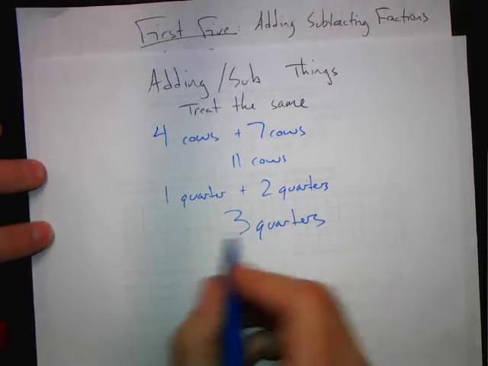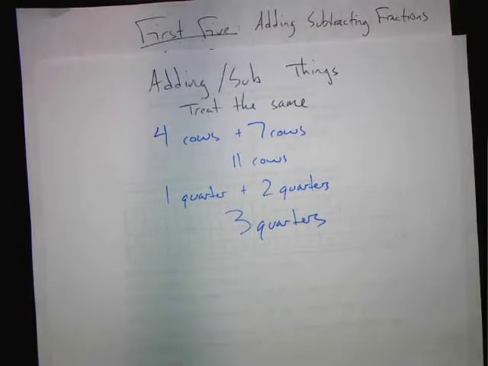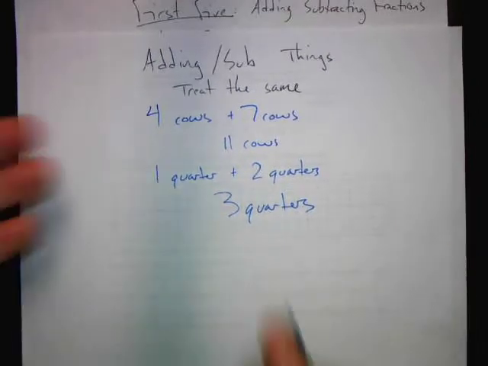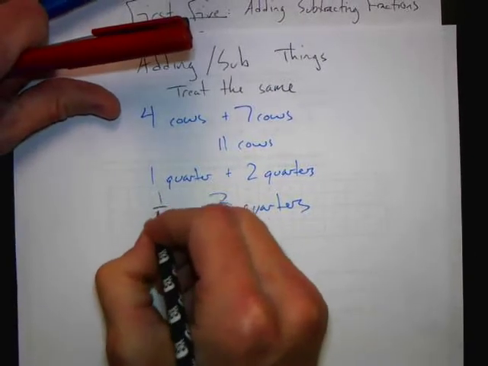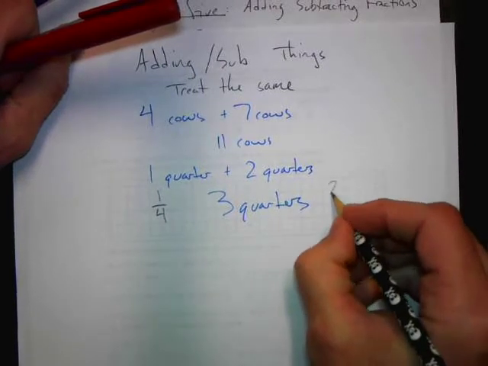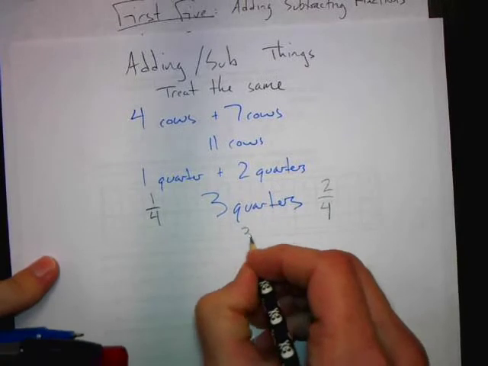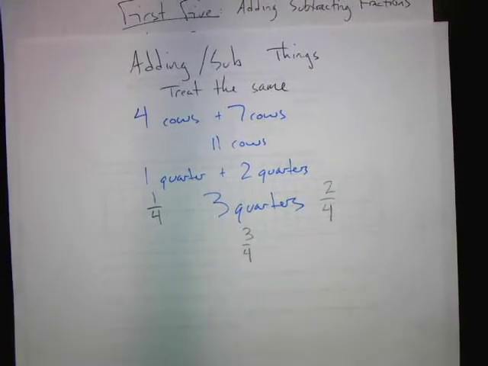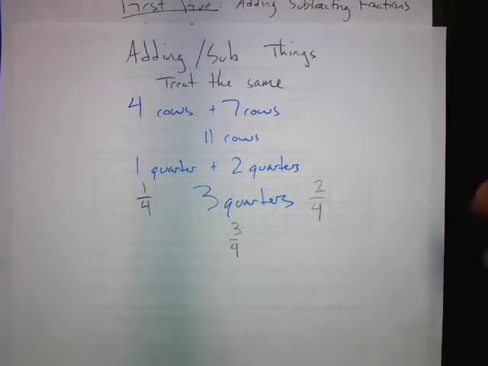So when we look at having 1 quarter and 2 quarters giving us 3 quarters, what we can do is say, well, what does that look like? Okay, so there's another way to write 1 quarter. 1 quarter is a fraction. It's 1/4. 2 quarters is also a fraction. It's 2/4. And when we add them together, we have 3/4. So we can add things that are like, and that's the only way it works.